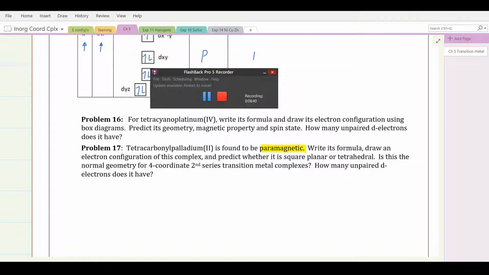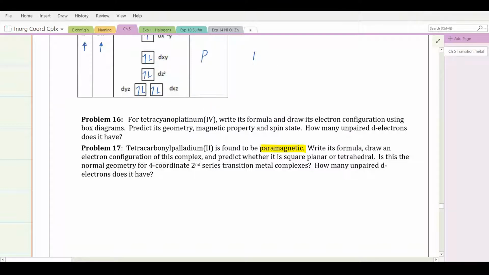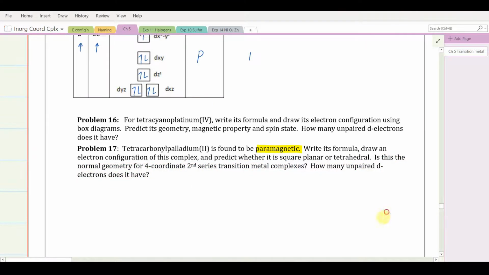Problem 17. Tetracarbonyl palladium-2 is found to be paramagnetic. Write its formula, draw an electron configuration of this complex, predict whether it is square planar or tetrahedral. Is this the normal geometry for a 4-coordinate second series transition metal complex? How many unpaired d electrons does it have? Let's work off to the right here.